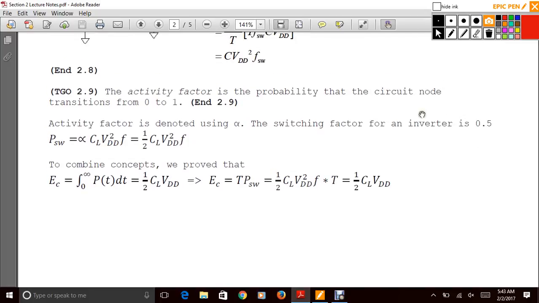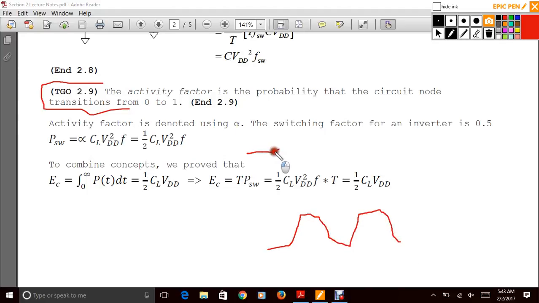So next I want to briefly talk about this activity factor. Computers, the clock will always switch consistently, but that doesn't necessarily mean that the output will. AND gates, for example, got 0, 0, 0, 1, 1, 0, and then 1, 1, right? Very simple. Well, it's only going to have one switch over 4 cycles. So eventually it's going to come back down here. So the activity factor is the probability that the circuit node transitions from 0 to 1.